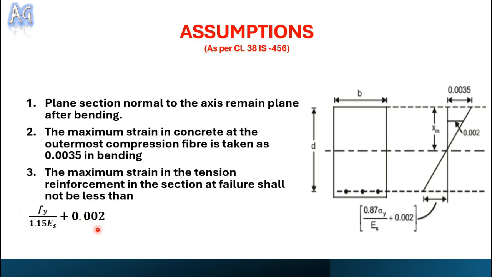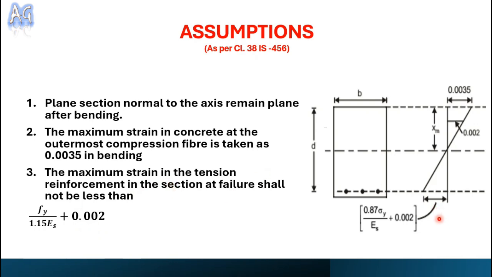In other country codes, like the ACI code, this is the minimum strain value, but in the Indian code we are considering this as the maximum strain value. This is not the minimum, this is the maximum strain value. So we are assuming that if we increase the strain beyond this, the steel will totally fail. This is our assumption, right?